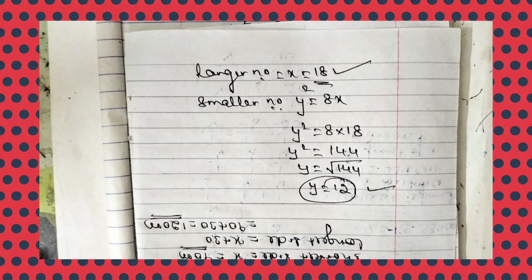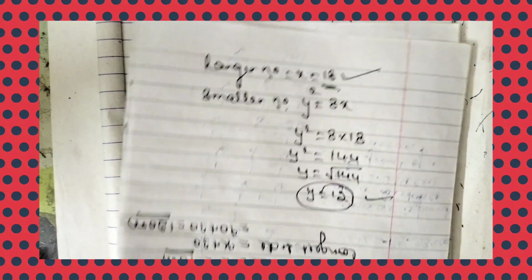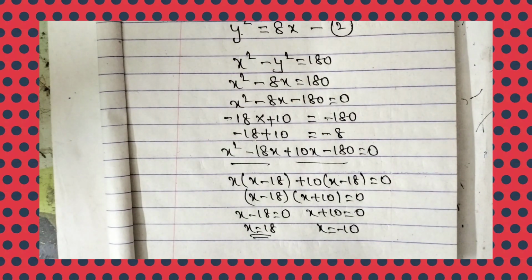So like this, we have to solve this question. Smaller number, we have taken it as y. So y is equal to 12 and x is equal to 18. So like this, we have to solve this question. Now let us move to question number 8.